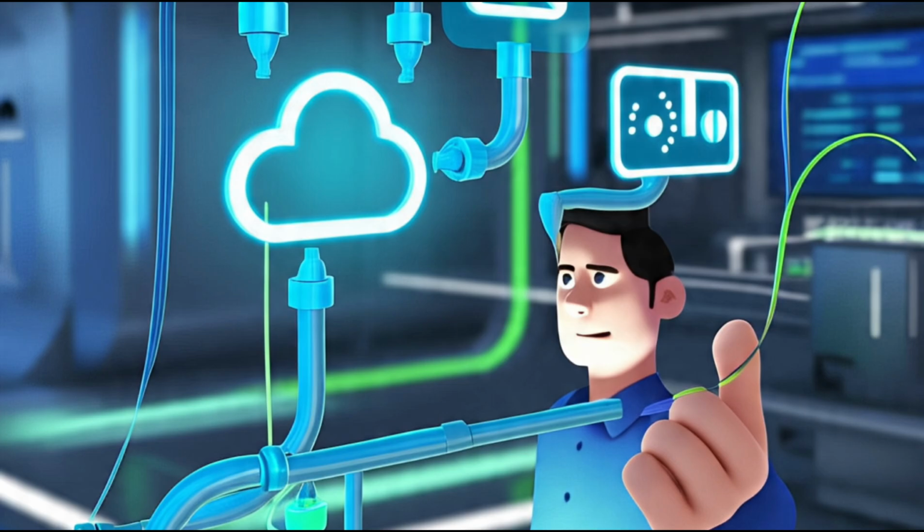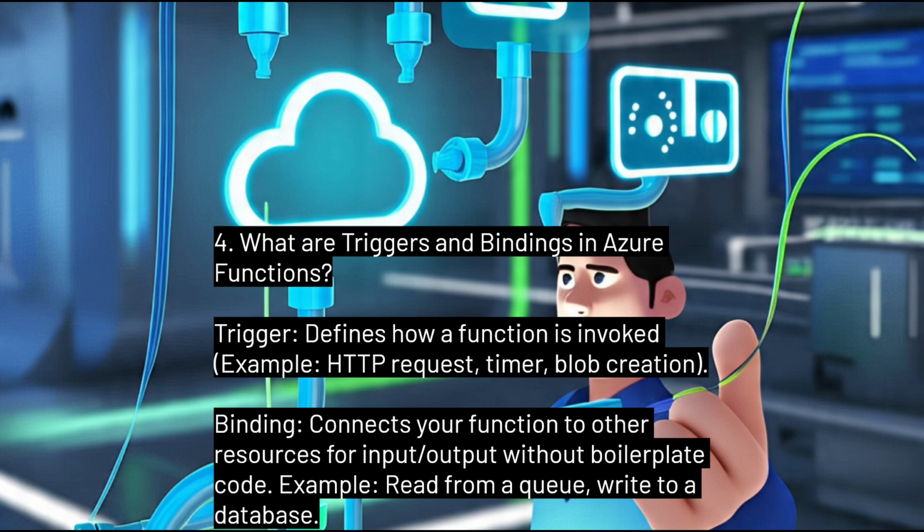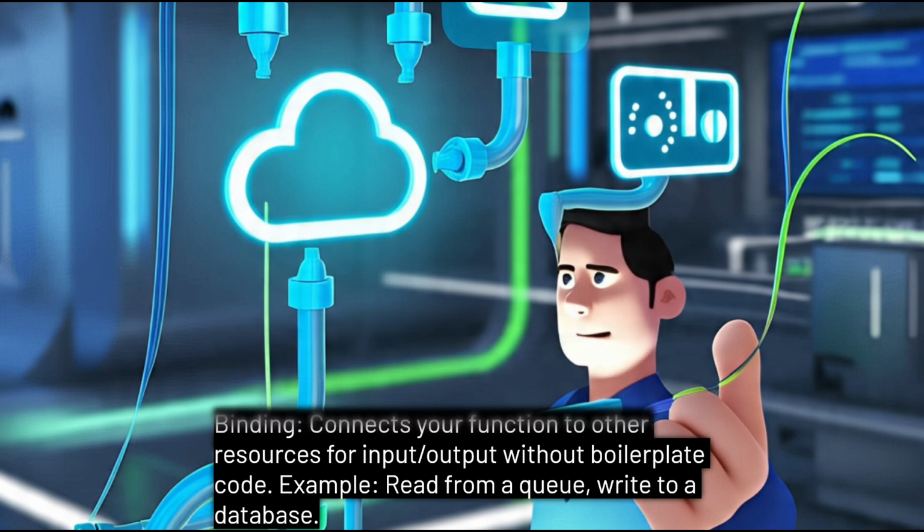4. What are triggers and bindings in Azure Functions? Trigger defines how a function is invoked, for example, HTTP request, timer, blob creation. Binding connects your function to other resources for input-output without boilerplate code. Example, read from a queue, write to a database.